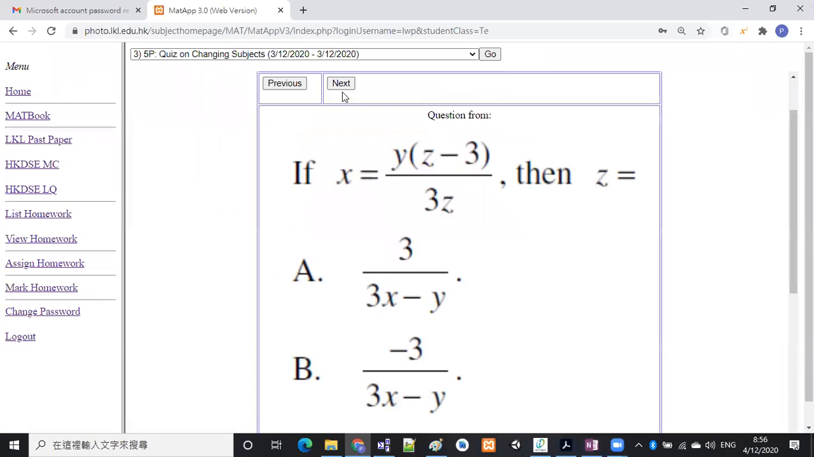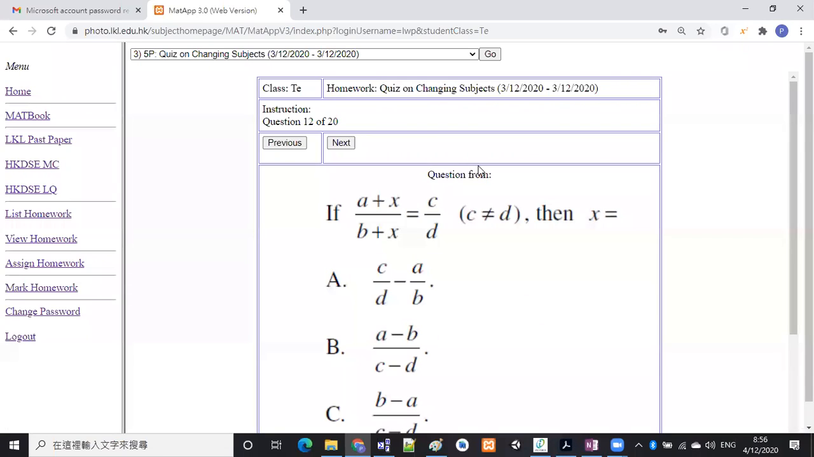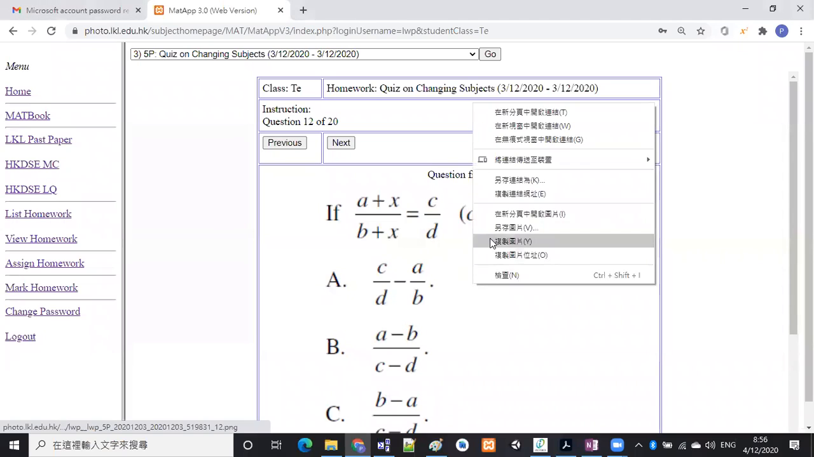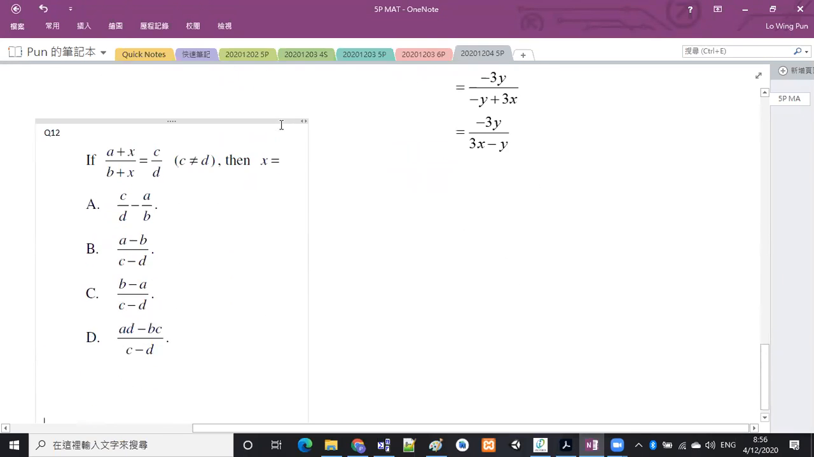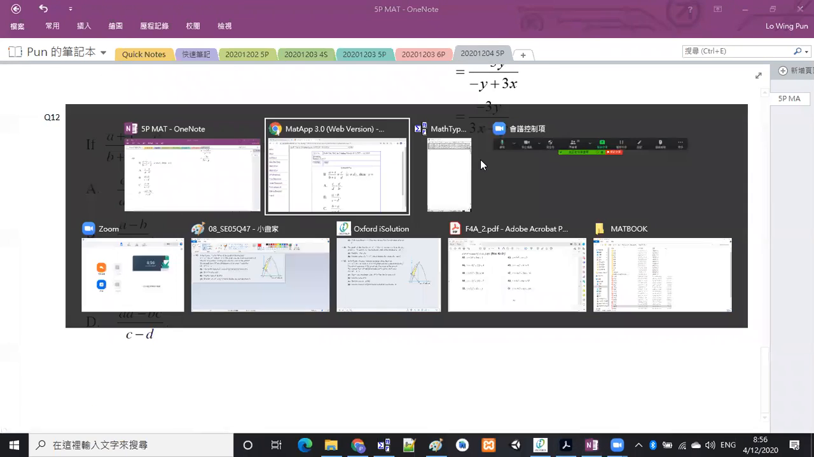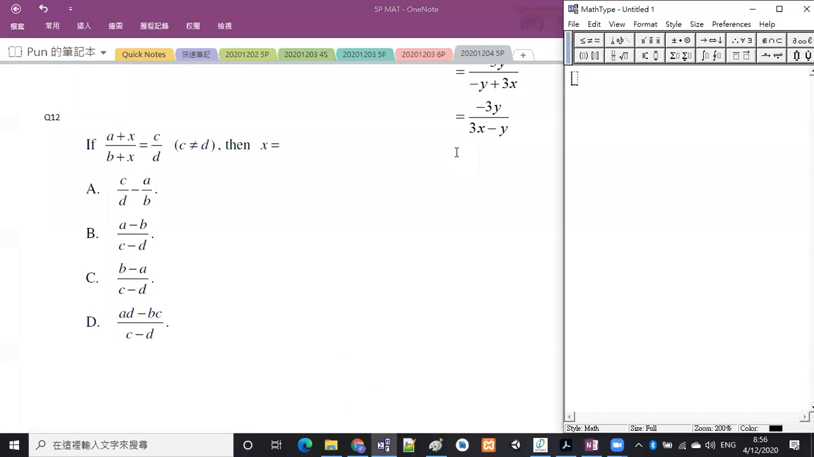How about number 12? Does anyone want me to talk about question number 12? Please raise your hand. Okay, number 12. Oh, 睇下呢個有冇啲咩特別先。Number 12. So A plus X over B plus X is equal to C over D.